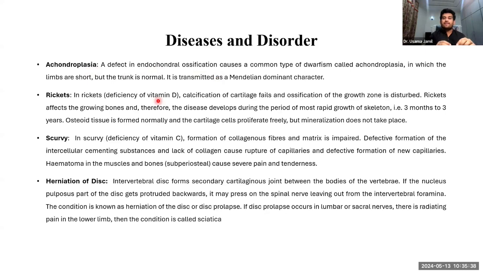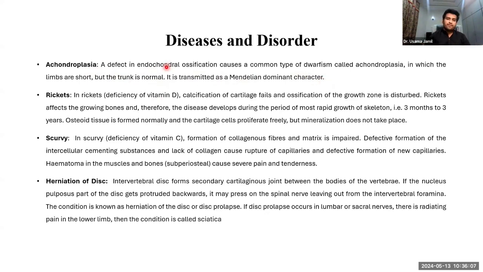And in this case, mostly our cartilaginous bones are our limbs. So in achondroplasia, the person's limbs are affected. He or she might have a trunk that is normal, but very short limbs. Okay, you might have seen that kind of person. It is transmitted as a Mendelian dominant character, so it might be a familial disease. It can be inherited in some cases.